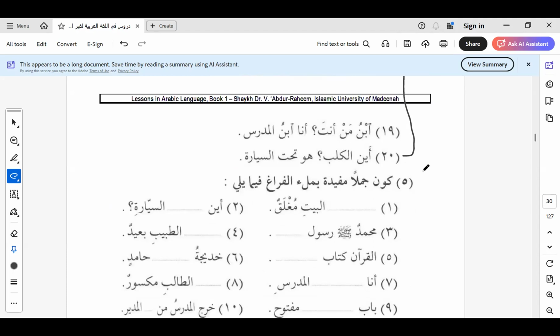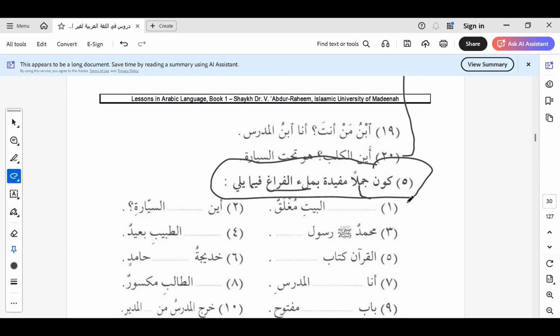كون جملا مفيدة بملء الفراغ فيما يلي. Let's think of the way I read it, because in the test something like this may be given, so you don't understand the instruction. كون جملا مفيدة بملء الفراغ. بملء الفراغ جملة إضافة علاقة إضافية. بملء, the ba is a harf jarr. فيما يلي. So كون جملا, form a sentence.